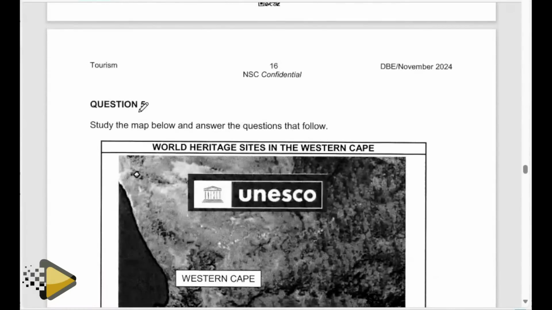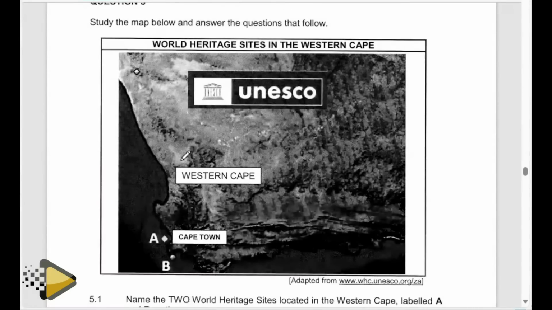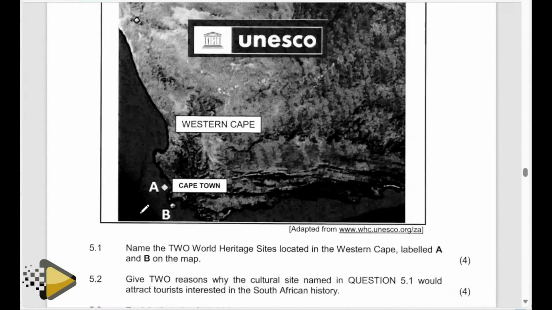Now we move on to question 5. Study the map below and answer the questions that follow. That is the map of South Africa. Then we have the province of the Western Cape. We have Cape Town. Then we have 2 icons which are located in Cape Town. So name the 2 World Heritage sites located in the Western Cape, labeled A and B. So the B one will be Robben Island, because it is stretching from the peninsula into the ocean. Robben Island is the first one. Then the second one will be the Cape Floral region.